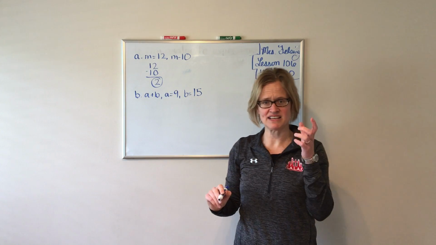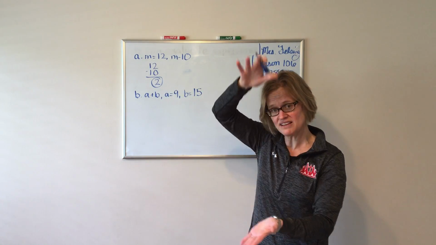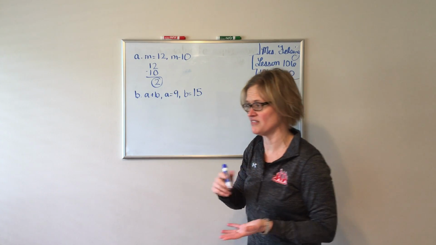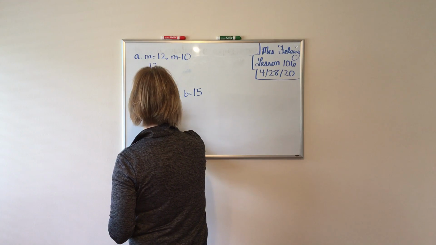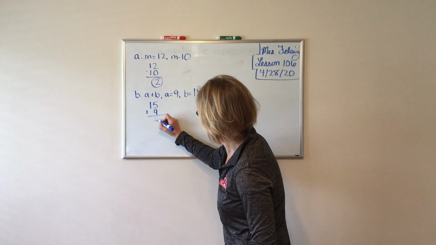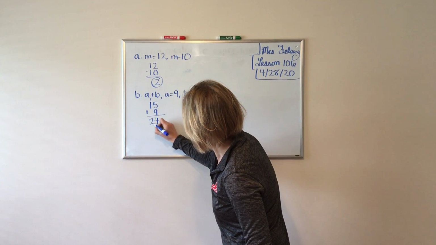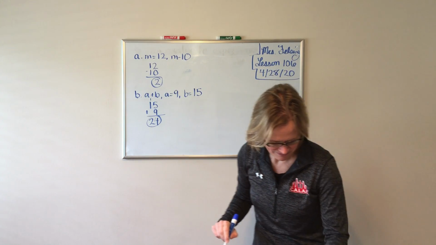But I know with adding, I can change the order. I'm going to add this vertically, because to me, I can see that better. So I will say 15 plus 9. And then I get 24. That looks good. All right.